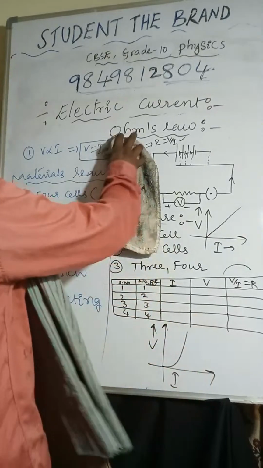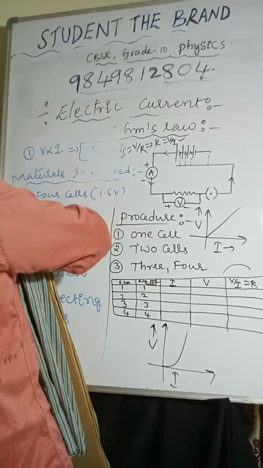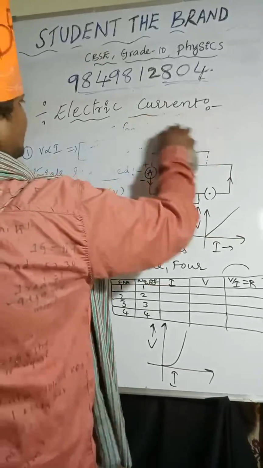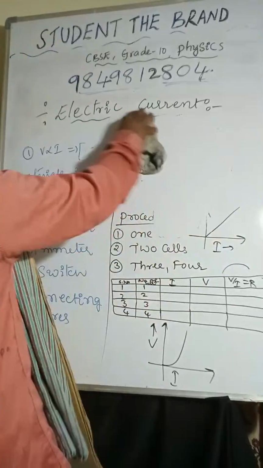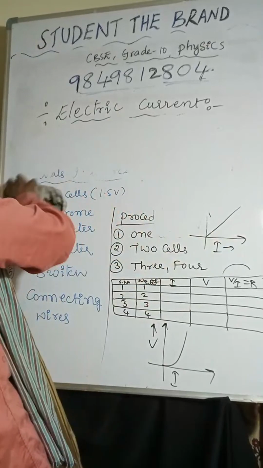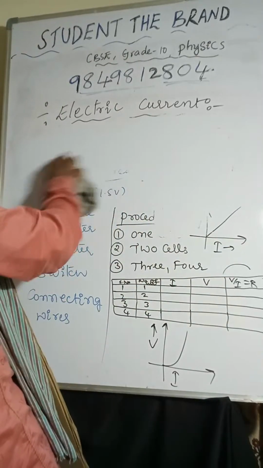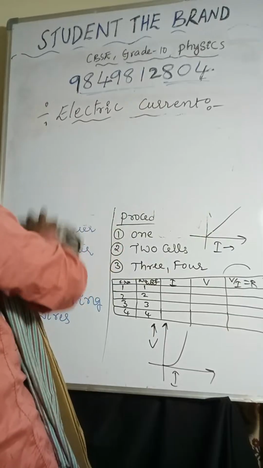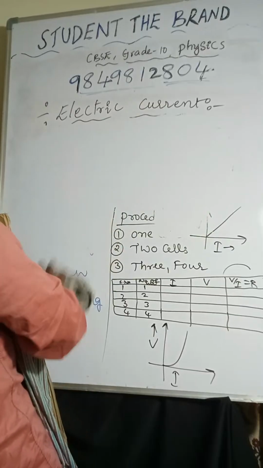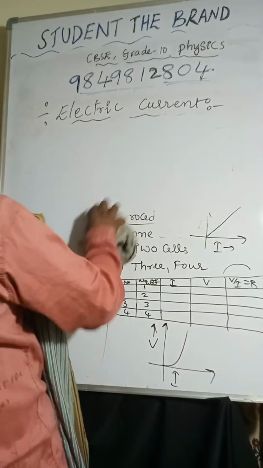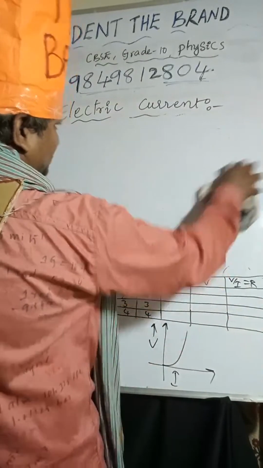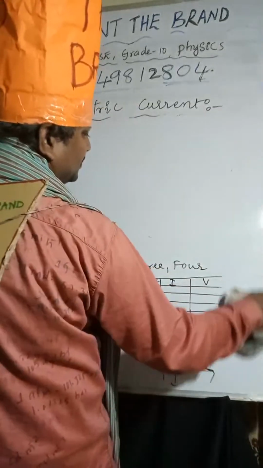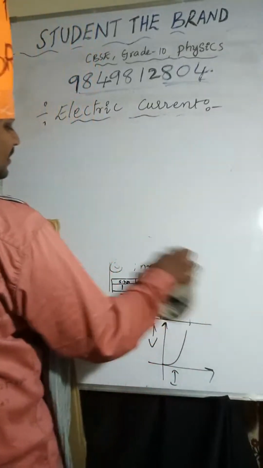Next, one more topic: resistance. Just now we discussed resistance, right? It is the proportionality constant, and Ohm's law gives the definition of resistance, because from Ohm's law, V equal to IR, from that formula only we got resistance. That is the reason.